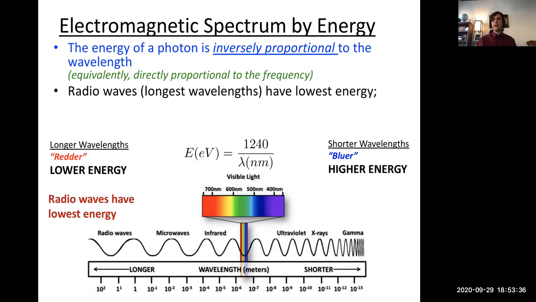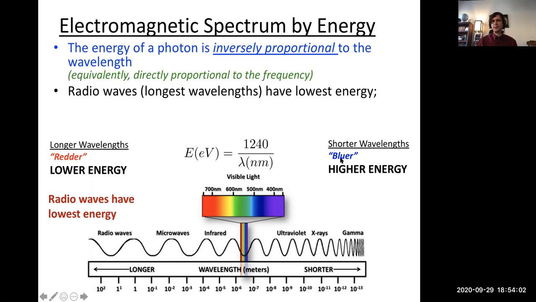Radio waves, the biggest wavelengths, the longest wavelengths, will have the smallest energy because energy is inversely proportional to wavelength. So radio waves have the lowest energy per photon, which is why we're pretty safe having radio waves be our form of communication. They have very low energy per photon.